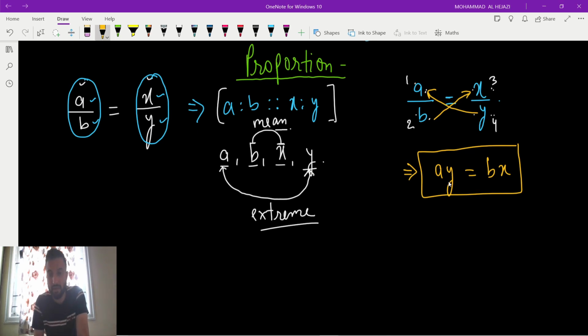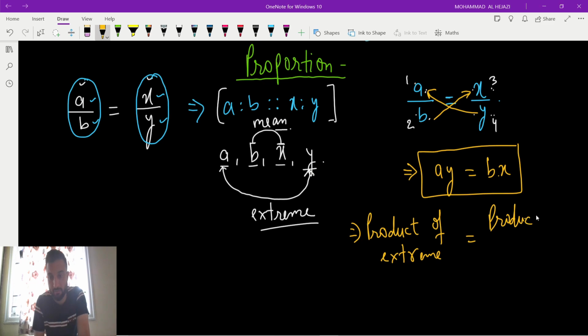So what will happen here? ay is at the ends, so they are the extremes. a into y means multiply, multiply means product. So the product of extremes is equal to b into x, and into means multiply, multiply means product. So the product of bx, which is the means. So the product of extremes is equal to the product of means.